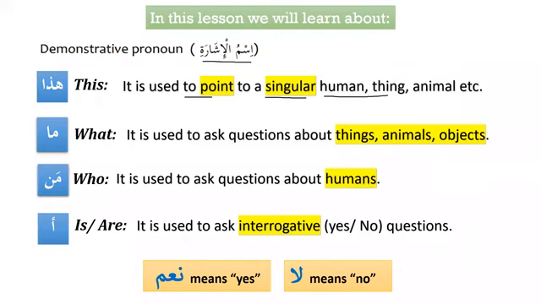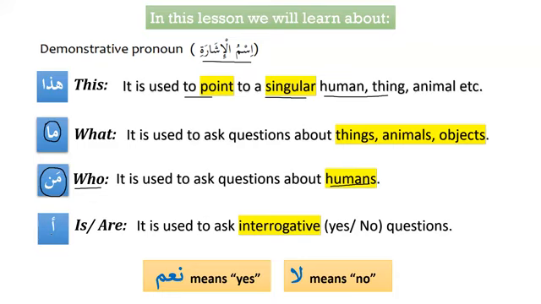Then we will learn about ma, which means what, and it is used to ask questions about things or animals or objects. Then we will learn about man, which means who, and it is used to ask questions about humans. Now if you see the basic difference between ma and man, ma is used to ask questions about things or animals or objects, but man is used to ask questions about humans.